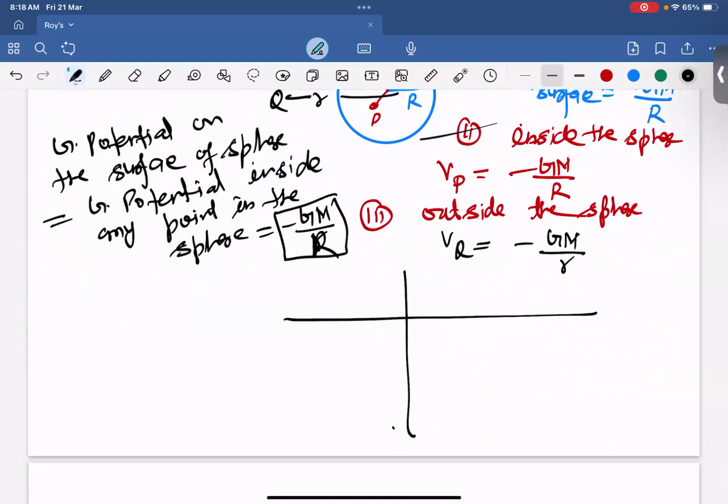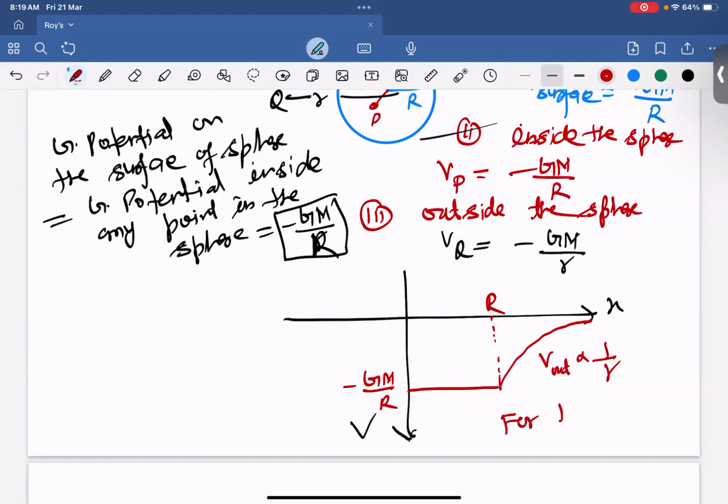We can understand the graph also. If this is potential, this is the distance. So we can see that from the center to the surface, it is constant. So a straight line will be there like that, and this value is minus GM by R up to R, the same value, and then it decreases like this. This is outside, which is radiating. This is for a hollow sphere. Understanding, Neil? Yes, sir, understood.